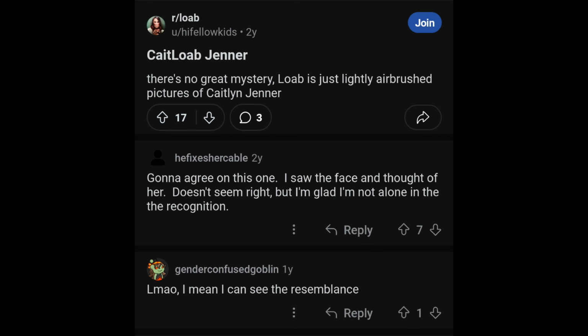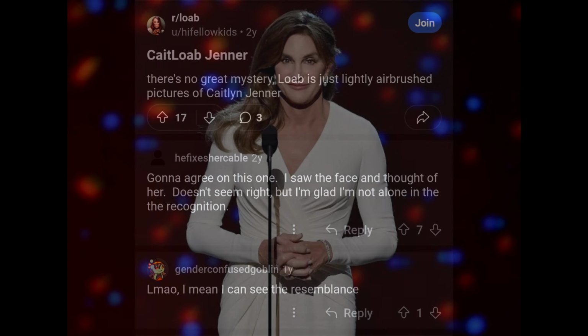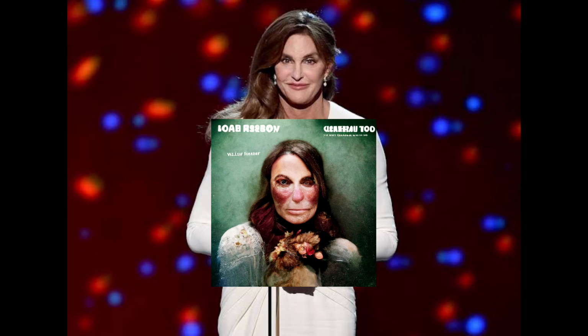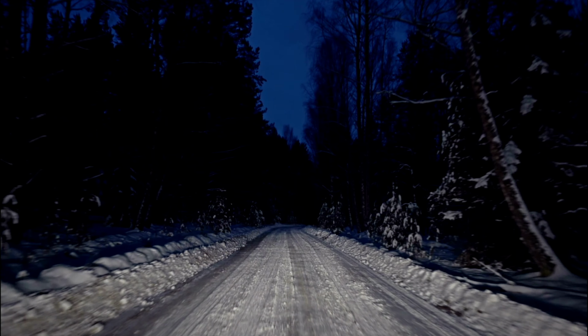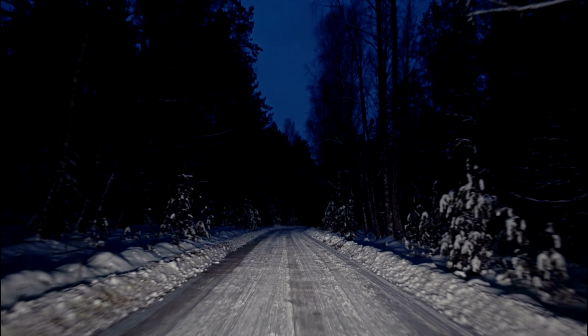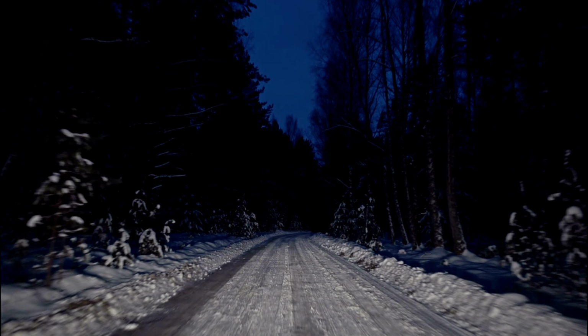Another post I saw said this. If I'm being completely honest, this is the first thing I thought of when I first saw Loeb as well. She really does resemble Caitlyn Jenner. Perhaps the AI took inspiration from either of these two people or both.